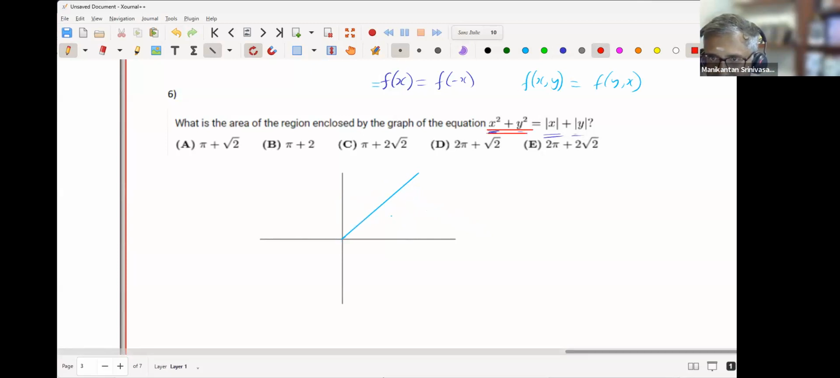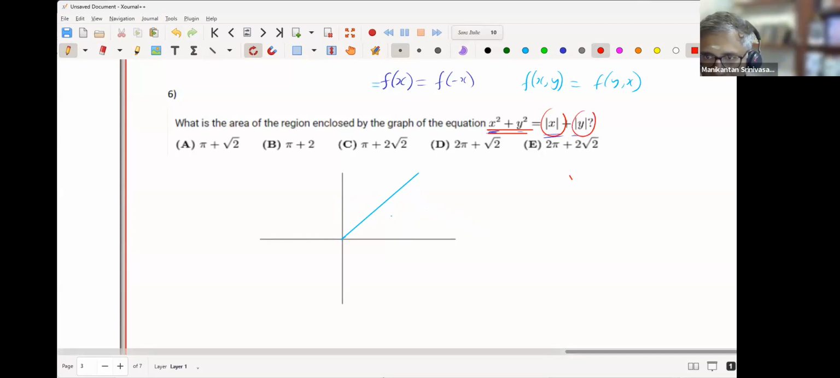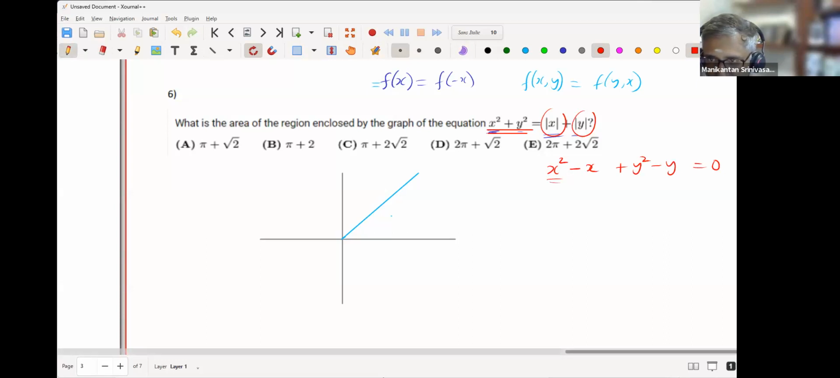Okay, now how do you proceed from here? Now, since I'm in the first quadrant, let me just treat mod x as just x and mod y as just y, because it's first quadrant, x and y are anyway positive. So x square minus x, let me bring everything to one side, plus y square minus y equal to 0. And then whenever you have a quadratic like this, with x square and y square with both the coefficients being same, it's a big hint, it's a circle equation.